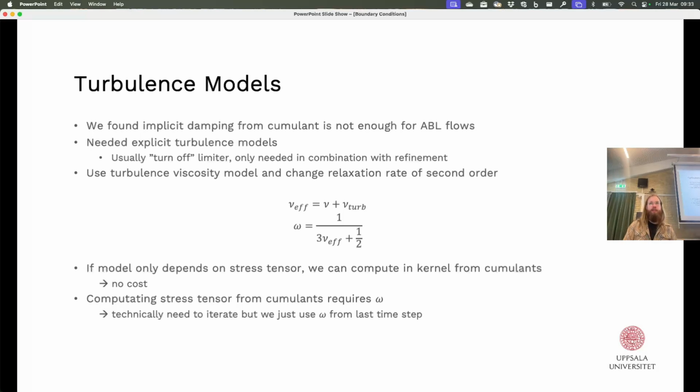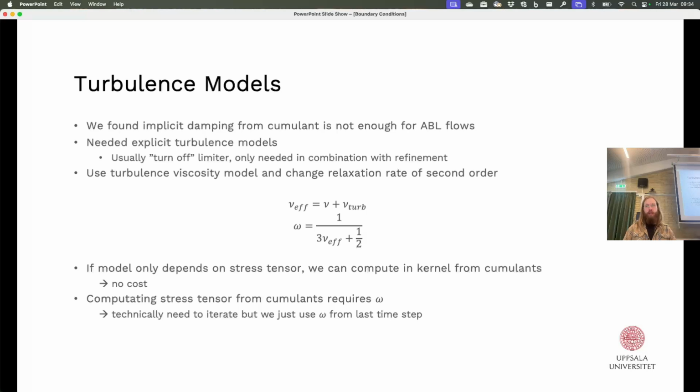All right, so that's kind of the boundary conditions. The last bit that we implemented are turbulence models. As previously discussed, we found that we can't solely rely on the cumulant and its implicit damping for running LBM flows because they're just too coarse. We need additional viscosity because otherwise we get a detachment of the flow and a shock wave starts to build up. That's not how it is where we have gusts, of course, but it's not the same.